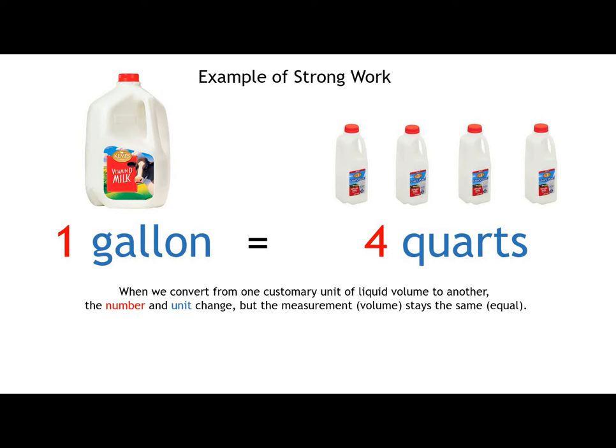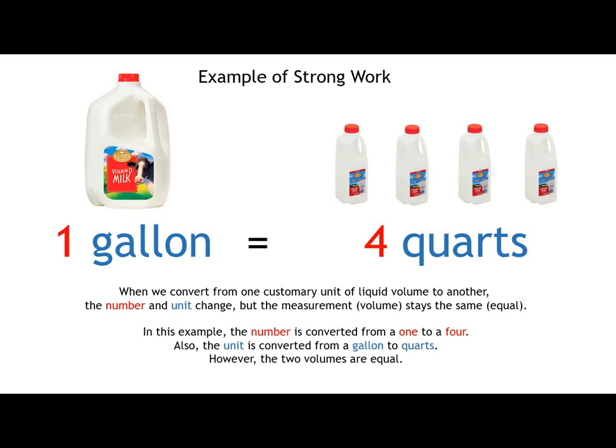When we convert from one customary unit of liquid volume to another, the number and unit change, but the measurement or volume stays the same, equal. In this example, the number is converted from a 1 to a 4. Also, the unit is converted from a gallon to quarts. However, the two volumes are equal.